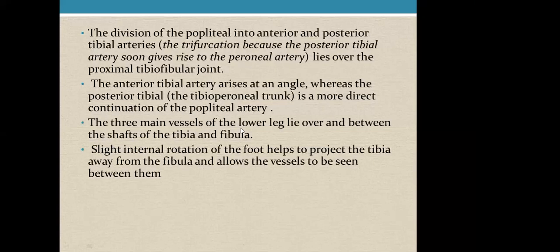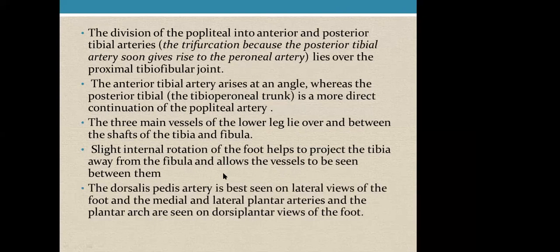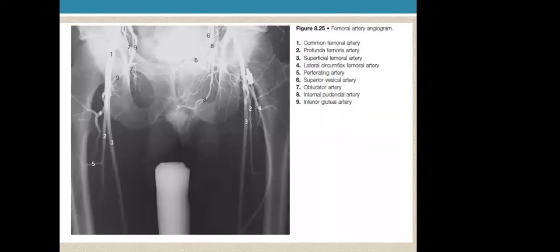The three main vessels of the lower leg lie over and between the shafts of the tibia and fibula. Slight internal rotation of the foot helps to project the tibia away from the fibula and allows the vessels to be seen between them. The dorsalis pedis artery is best seen on a lateral view of the foot, and the medial and lateral plantar arteries and the plantar arch are seen in the dorsiplantar view of the foot.